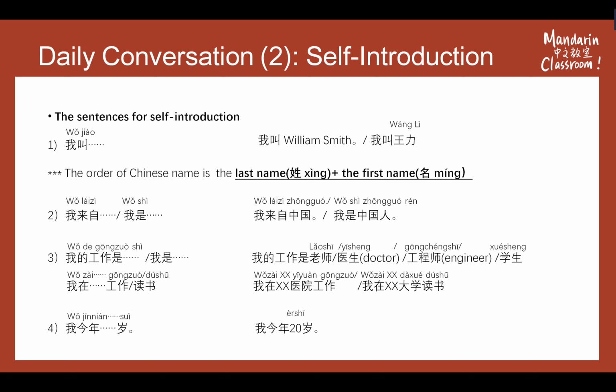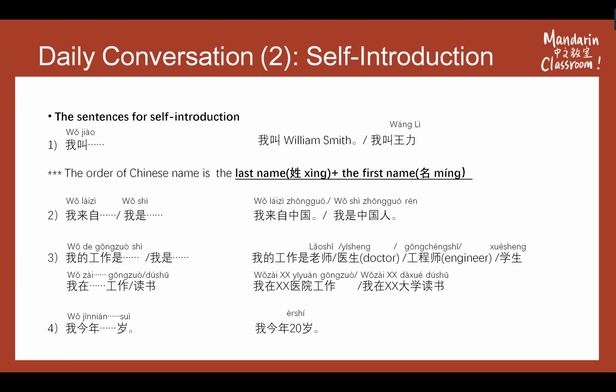And let's see the second word, a new word. It means doctor. 医生. And for the third word, engineer. 工程师. You could say 我是工程师. It also works. And for the last word, you could say 我是学生. I am a student, right?